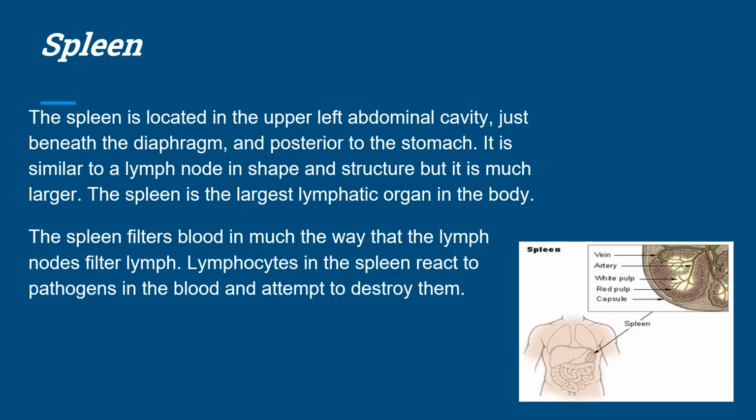The spleen is located in the upper left abdominal cavity, just beneath the diaphragm and posterior to the stomach. It is similar to a lymph node in shape and structure, but it is much larger. The spleen is the largest lymphatic organ in the body. The spleen filters blood in much the way that the lymph nodes filter lymph. Lymphocytes in the spleen react to pathogens in the blood and attempt to destroy them.